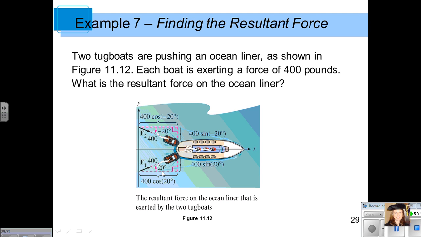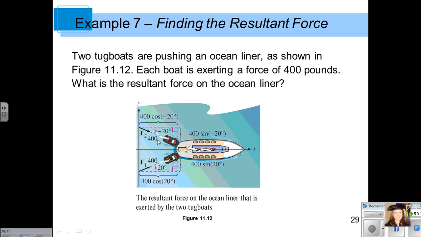If the angle was given in radians, for example pi over 6 or something, you would want to make sure your calculator is in radian mode. So to find the horizontal and vertical components of the F1 vector, you're going to take the magnitude, which is 400, times the cosine of the angle. That's your first component. And then the magnitude times the sine of the angle is your second component. That'll give you your two components for F1.